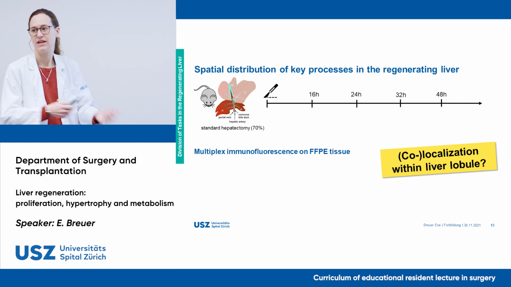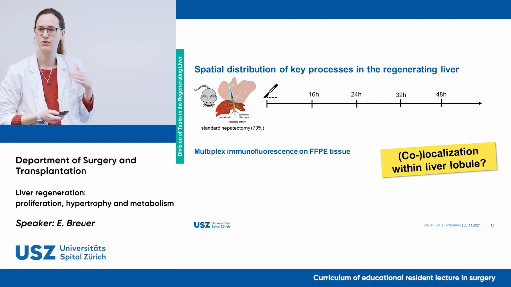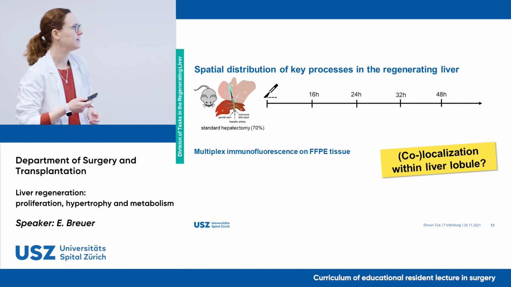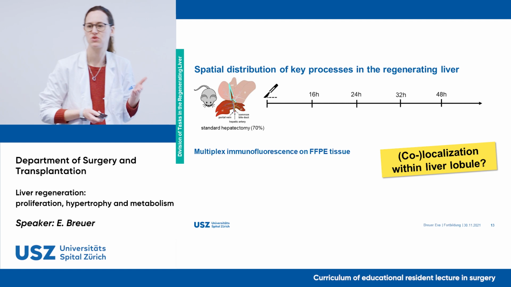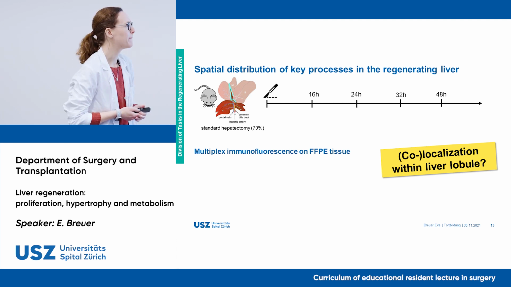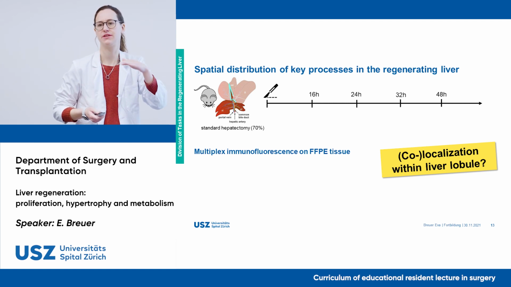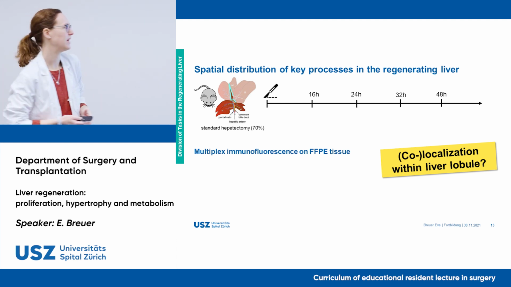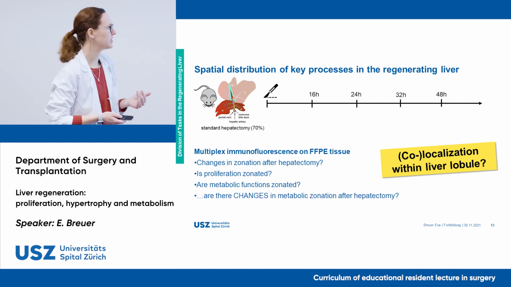And one of my starting projects was to look at the co-localization of certain events, so the proliferation, but also metabolic functions. And for that, I used multiplex immunofluorescence. For example, you maybe saw fluorescence pictures, and it is now possible to stack several different proteins or stainings on top of each other to see what proteins are co-localized to each other. And I wanted to see, are there changes in the zonation during liver regeneration?